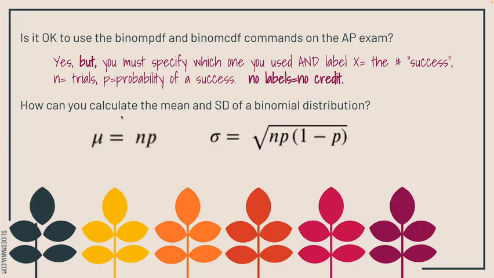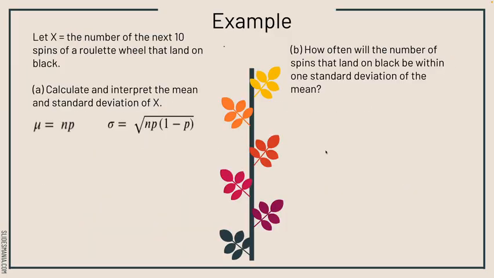So how can you calculate the mean and standard deviation of a binomial distribution? Here are the formulas. Mu equals n times p, and then that is our mean, our expected value. And then our standard deviation is found by doing square root of n times p times 1 minus p. That 1 minus p is our complement. And these are on the formula chart, so that's good.